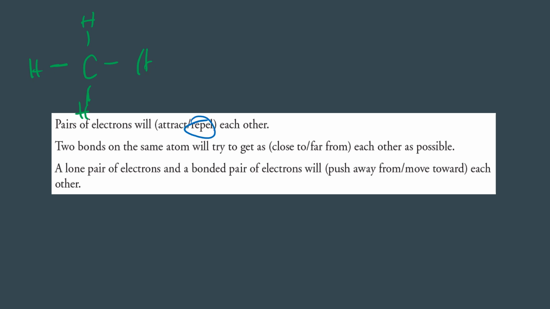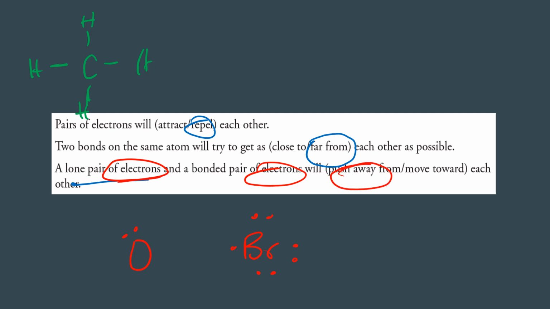And two bonds on the same atom, therefore, want to get as far from each other as possible. A lone pair of electrons, like that on bromine, is still electrons, so they're also going to push away from each other as far as they can.